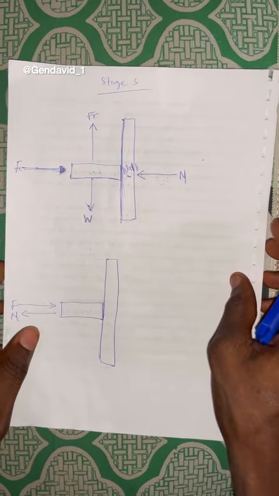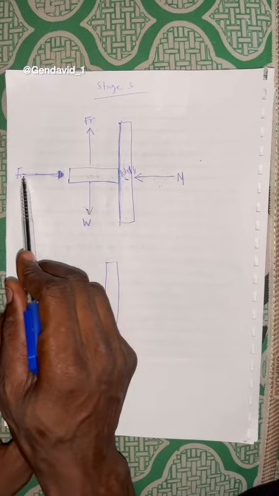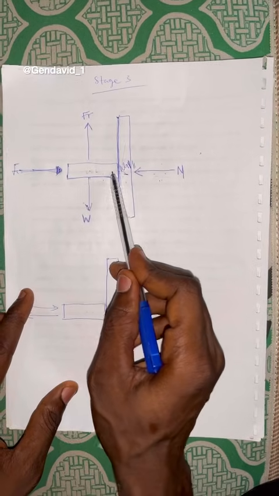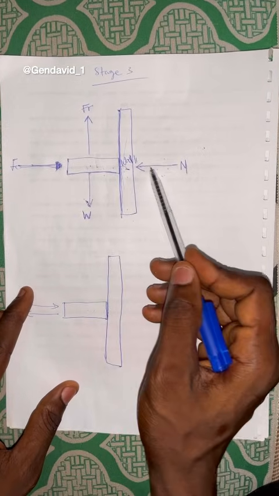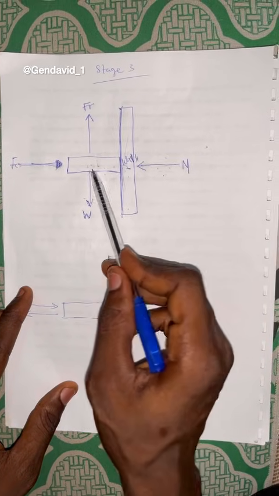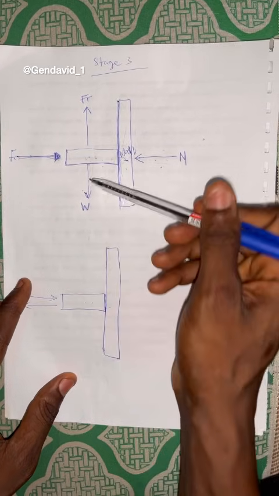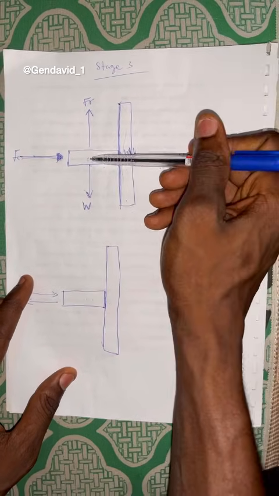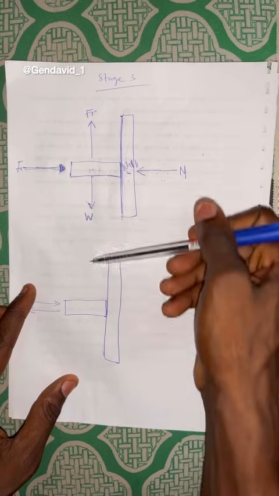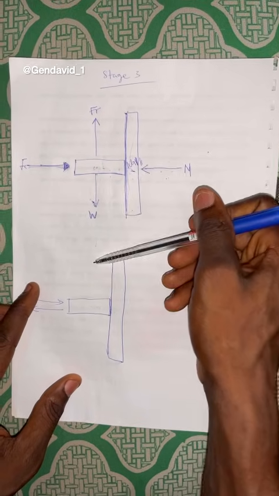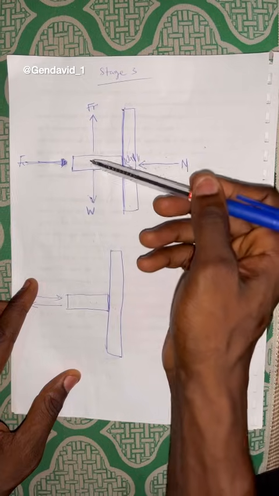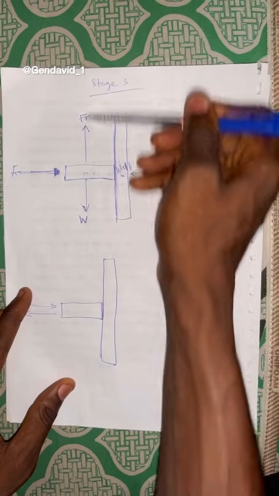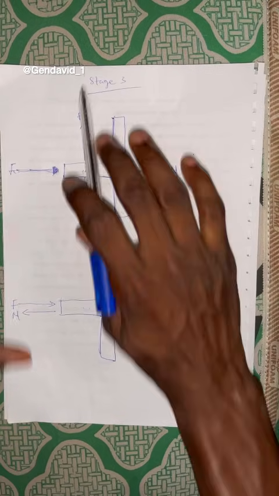Again, let me repeat myself. You use your force to hold the body on the wall. Then don't forget that the normal force is the effect of this surface on this mass. At the same time, the weight of this body will point downward, because it will move downward. As it's moving downward, the frictional force will oppose it like this. So that's how we have it.